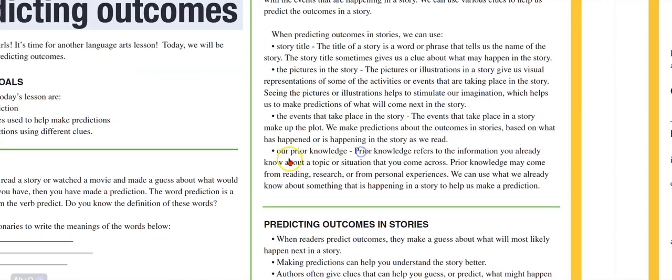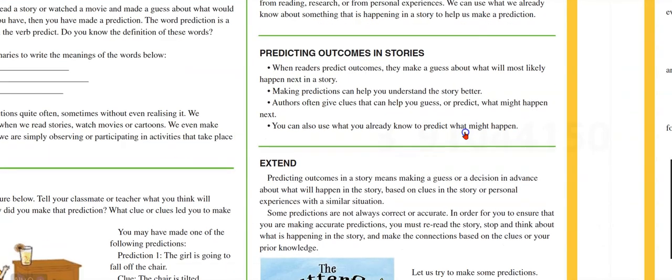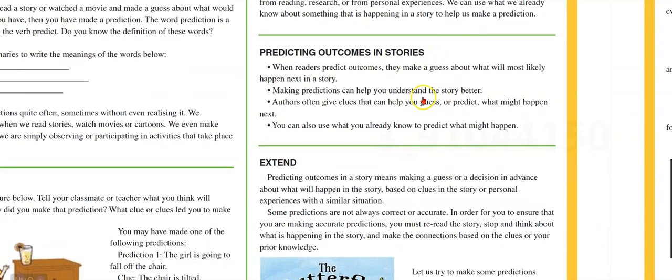All right. Our prior knowledge. Our prior knowledge refers to the information you already know about a topic or situation that you come across. Prior knowledge may come from reading, research, or personal experiences. When we use what we already know about something that is happening in a story, it helps us to make a prediction.